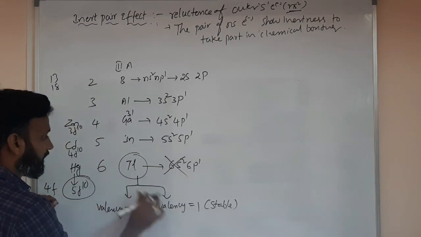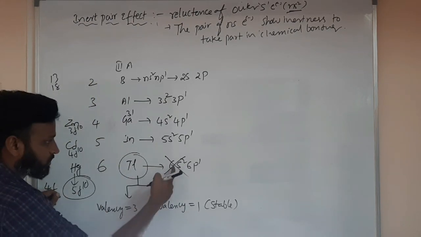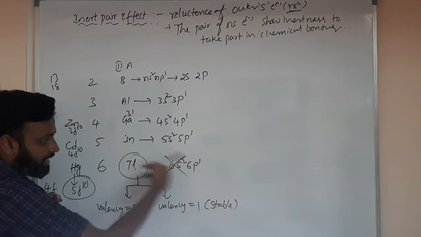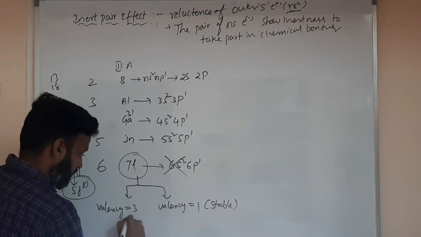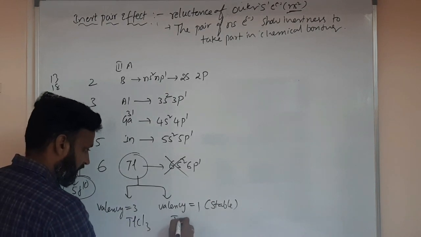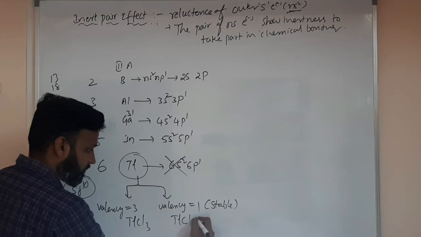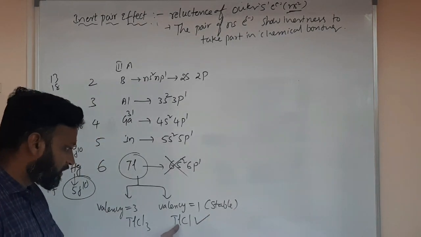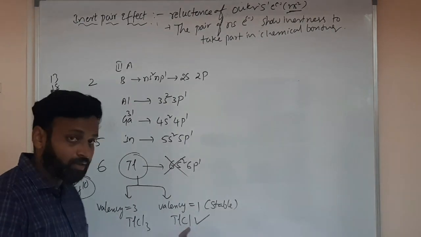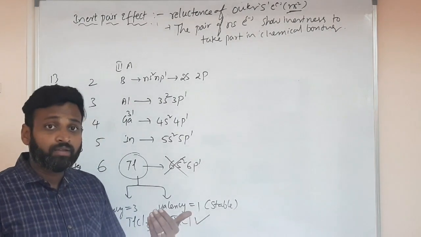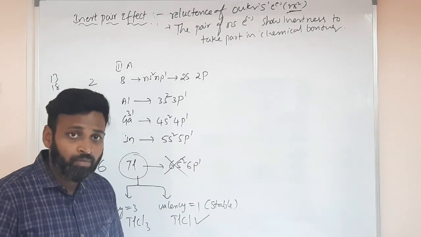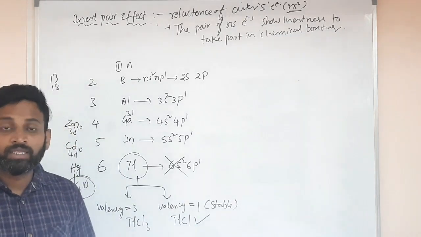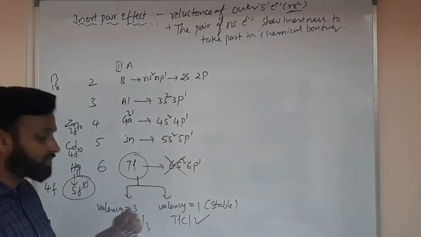Finally, thallium 1 is stable, group number minus 2, because those 2 electrons show the inert pair effect. These s electrons are attracted towards the nucleus. So TlCl3 and TlCl: which is more stable? TlCl is more stable. Why? In TlCl, the thallium valence is 1 because of 1 chlorine. What is valence? I said it is the combining capacity of an atom with the number of hydrogens, halogens, or double the number of oxygen atoms.